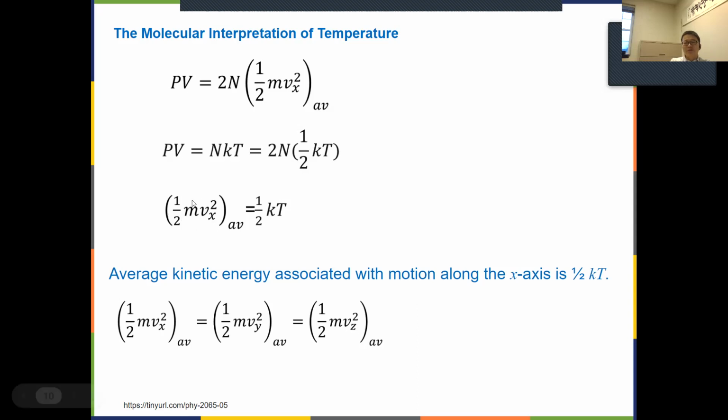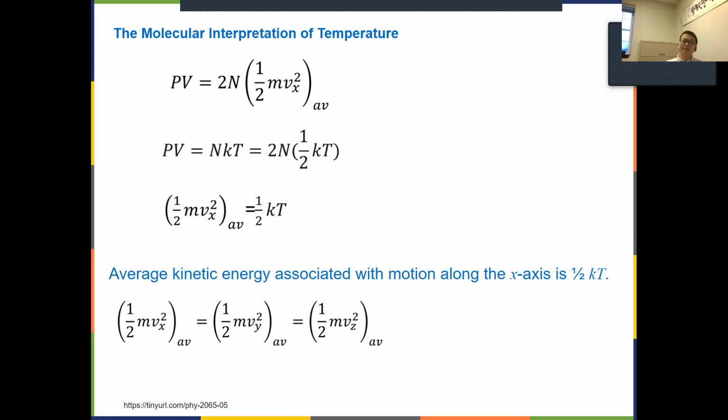On average, the kinetic energy of the molecule in one dimension, so this is for the x dimension only, is equal to 1/2 kT. k is the Boltzmann constant, and T is the temperature of the overall gas in the container.